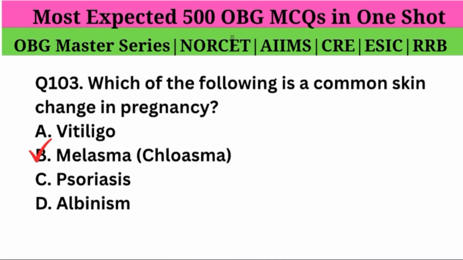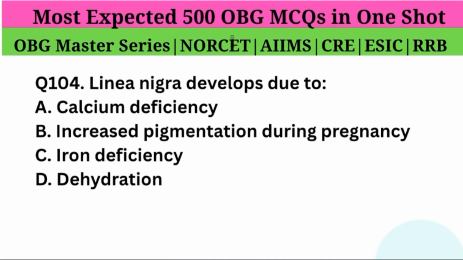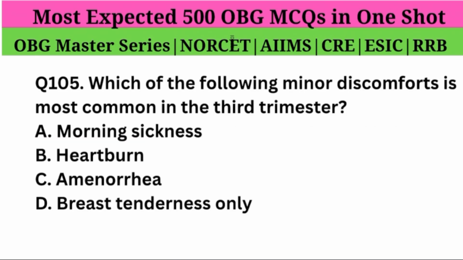Your correct option is option B, melasma or chloasma. Next question, linea nigra develops due to. Your correct option is option B, increased pigmentation during pregnancy. Next question, which of the following minor discomfort is the most common in the third trimester? Your correct option is option B, heartburn.